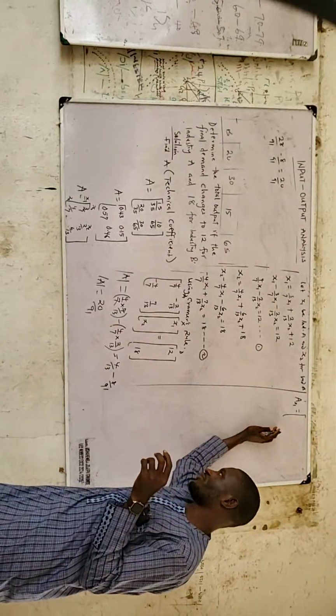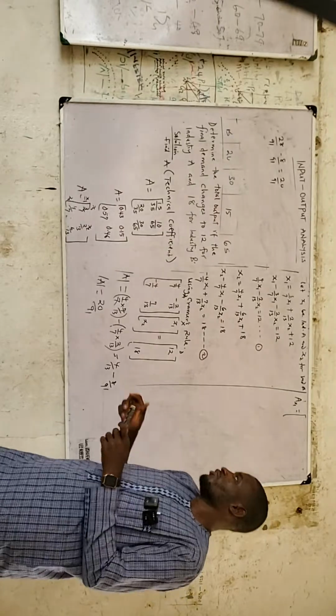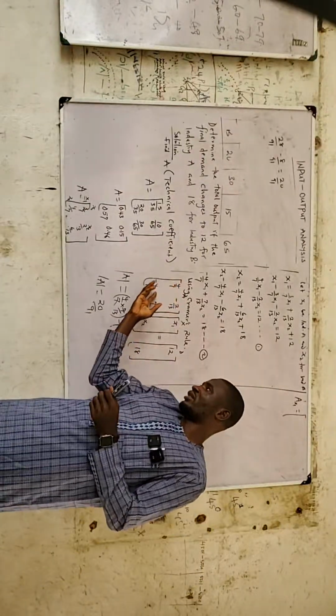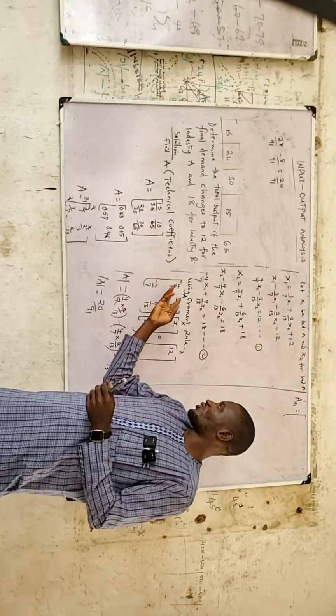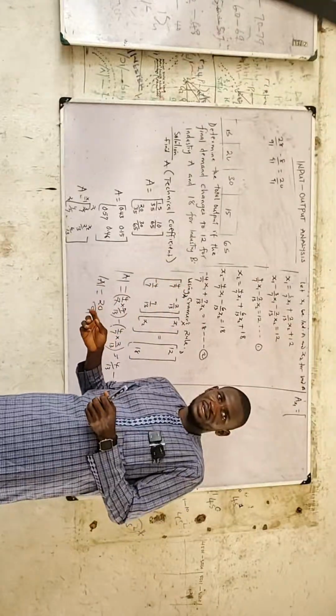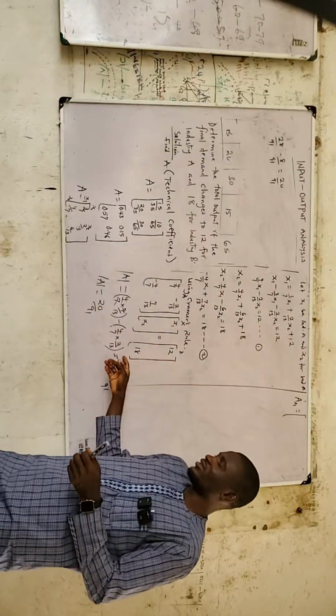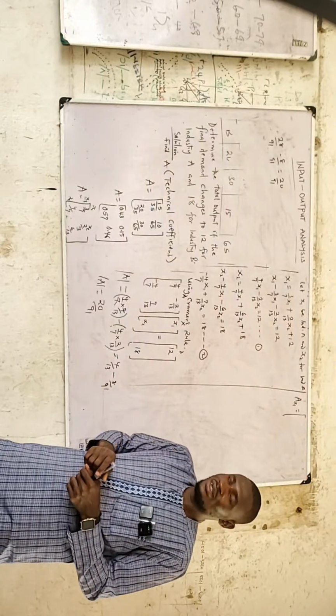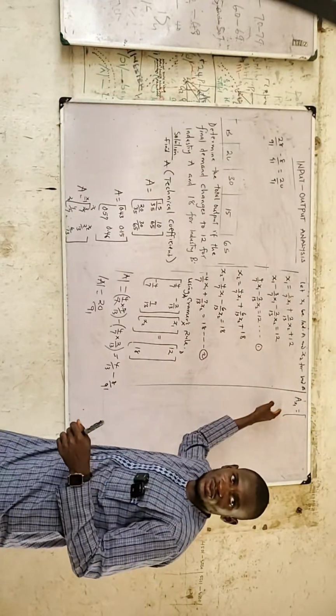In this matrix now, you will replace this column here because this column here is standing for x1, with 12 and 18. Okay, we finish and form another matrix for x2.